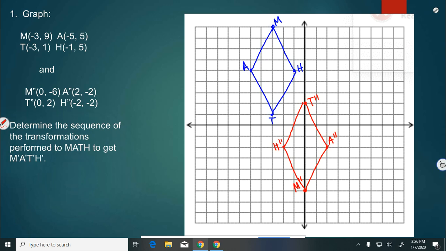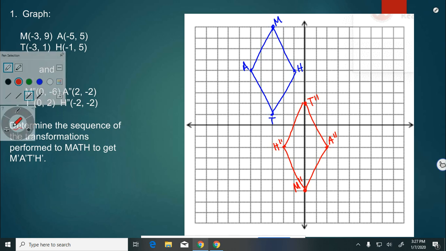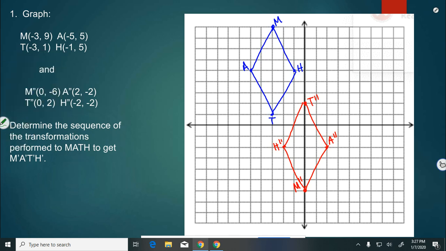So if we were to compare those, they're both 4 units wide, and they're both 8 units long. So we know that they are congruent to each other. So we need to create a congruent statement. And in order to create that congruent statement, we first have to figure out what transformations happened in between to bring the original MATH to MATH double prime. So we want to pay attention to the way the letters fall in the second shape. So if you notice, in the first shape, the M is at the top, and in the bottom one, the M is at the bottom.